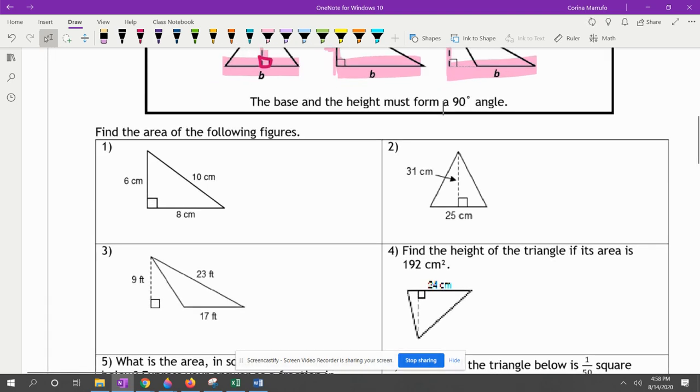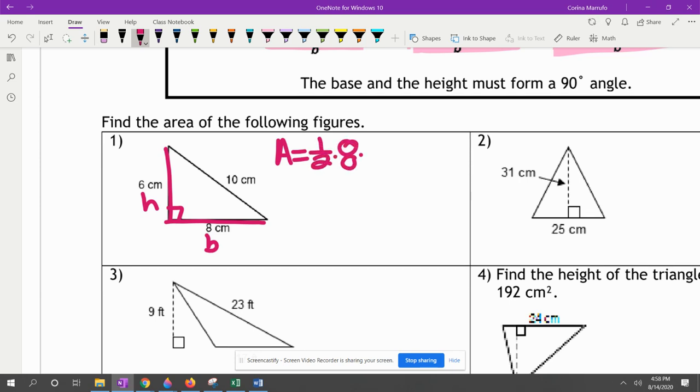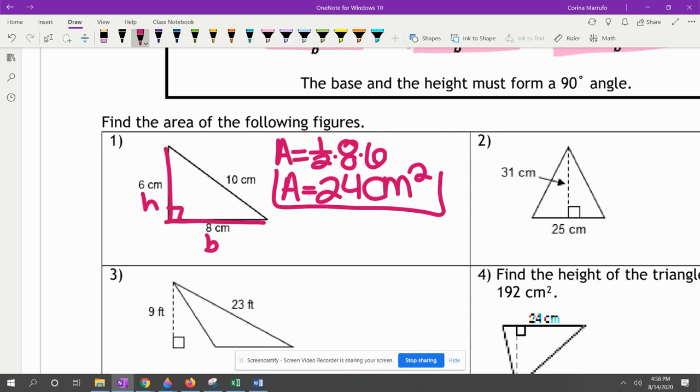So here it says find the area of the following figures. So they give us 3 numbers and it's your job to identify which one is the base and the height. So we look for this right angle. That means your base is 8 and your height is 6. This is my base, this is my height. So we're going to plug it into our area formula. So 1/2, our base is 8 and our height is 6. So area equals, we go ahead and multiply all of this. We can put it in our calculator. You can do mental math. So 1/2 of 8 is 4. 4 times 6 is 24. And our units here are centimeters. And because it's area, it is to the second degree, second dimension.